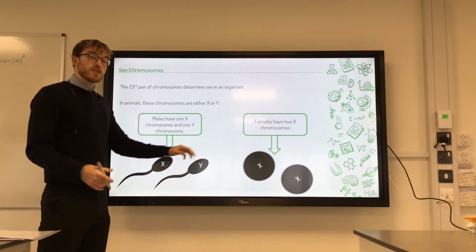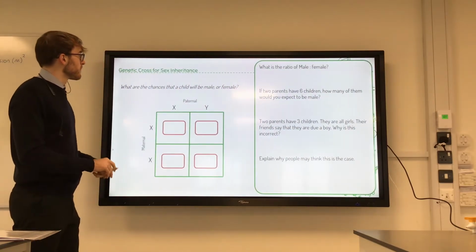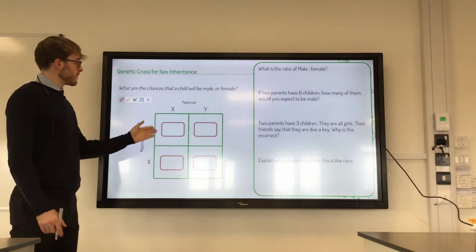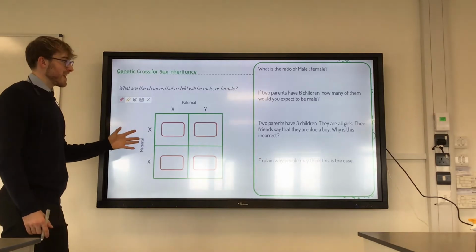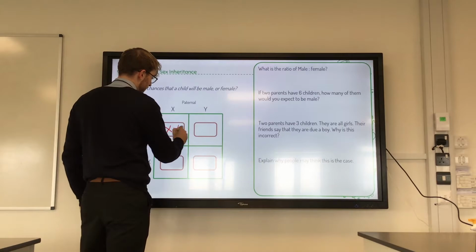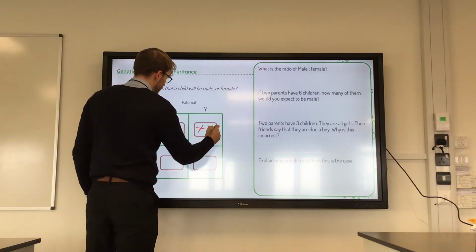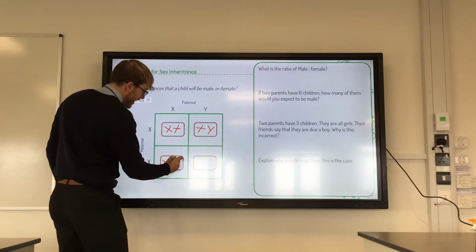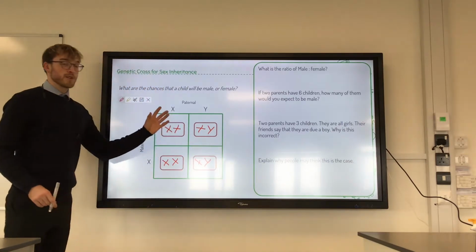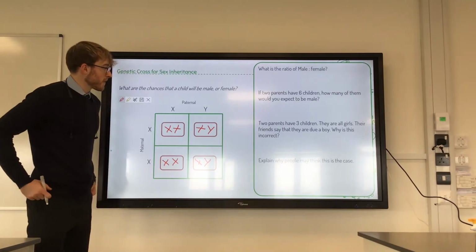We can then start to construct a genetic cross for this. We have the paternal gametes, being the sperm, combining with the maternal gametes, being the eggs. So we have an X with an X, X with a Y, X with an X there, and an X with a Y there. So those are our possible genotypes of the offspring.